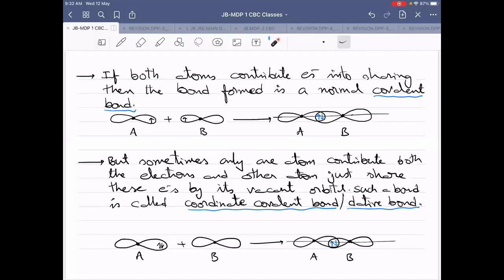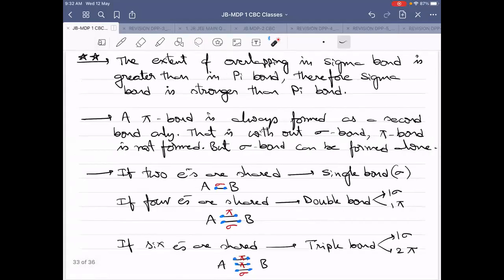Single covalent bond means if only one electron pair is shared, it is a single covalent bond. If two electron pairs are shared, then it is a double bond. If three electron pairs are shared, then it is a triple bond. Okay?